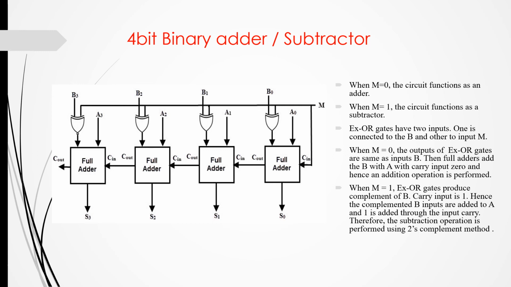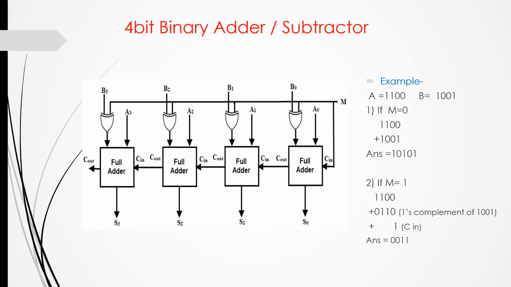When M is equal to 1, XOR gates produce complement of B. Carry input is added, which is 1. Hence the complemented B inputs are added to A and 1 is added through the input carry. Thus, subtraction operation is performed using 2's complement method.